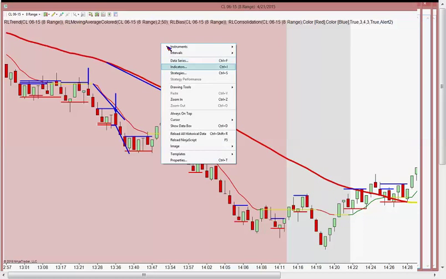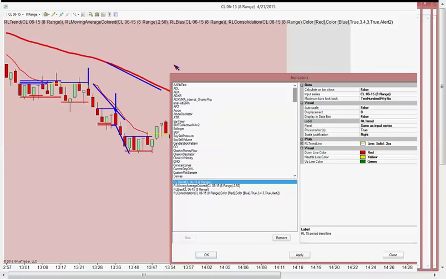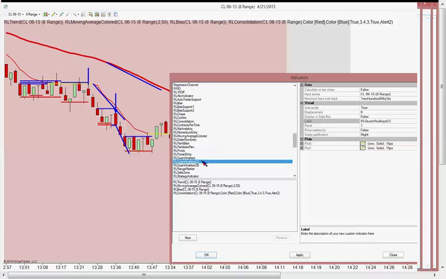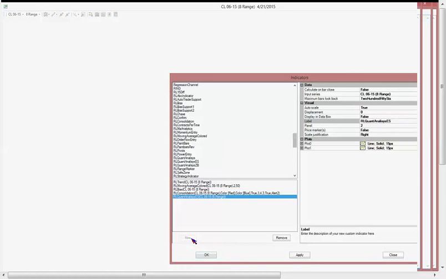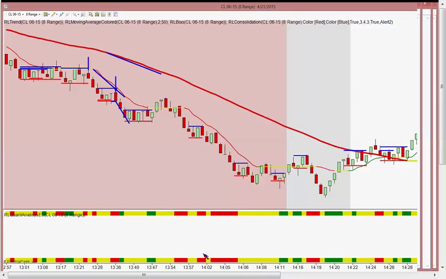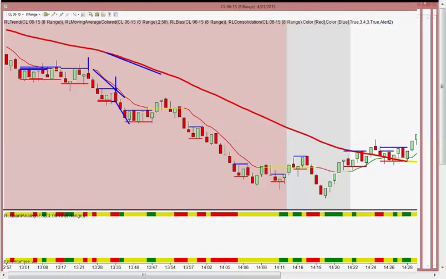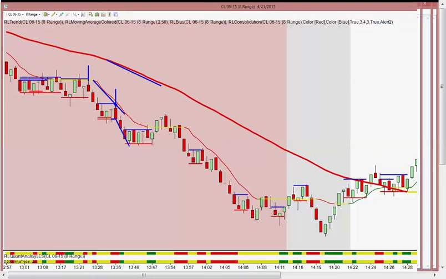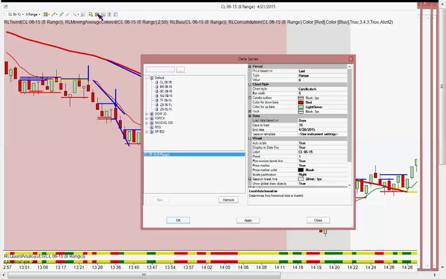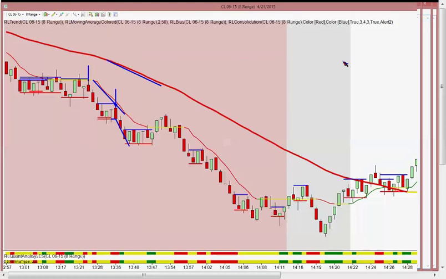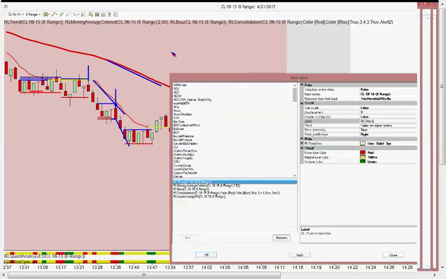Now I want to add one other indicator. And this is really one of the newest indicators, and it's sort of groundbreaking. And I hate to use that word, but you're not going to. The science of quantitative analysis is very, very new.